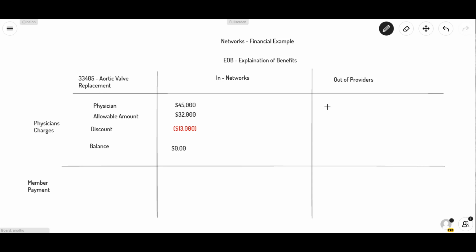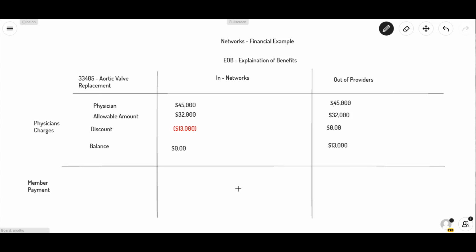But if we went out of network, the pricing works a little bit differently. We still have the $45,000, and the allowed amount is still $32,000. However, in this case, that allowed amount only applies to the member. The health insurance plan cannot impose their allowed price on the provider. And so there's no discount being offered to the member. In the in-network case, it was $13,000. In this case, it's nothing. And the balance, therefore, is $13,000.